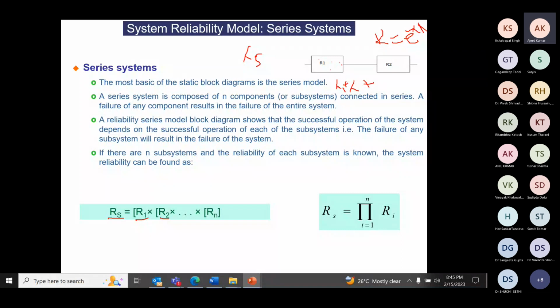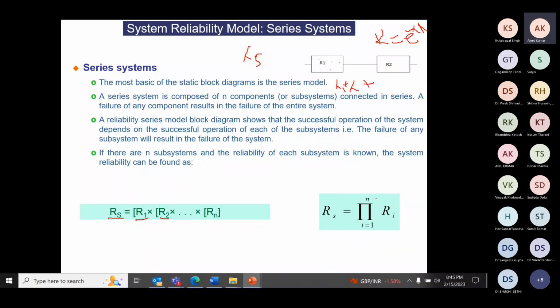I assume that R is known. In the simplest way, if the reliability of one PCB, one subsystem, is known to you, and there are 5 subsystems all arranged in series, what is the reliability of the whole system? You simply multiply. The series model shows successful operation only if all work; the failure of any subsystem will result in failure of the system. With n subsystems, the reliability of the system can be found this way. Nothing to explain, it is self-explanatory. So RS is the product from 1 to n.